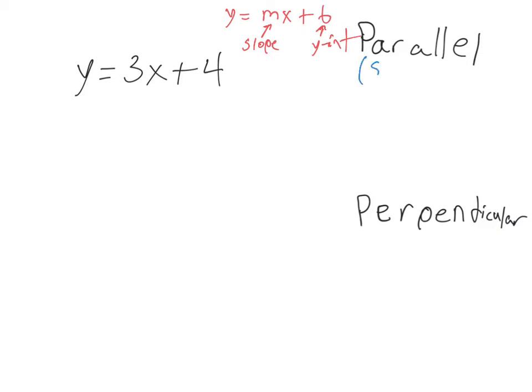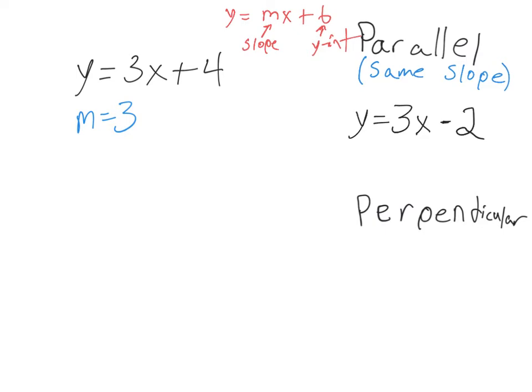So remember, parallel means the same slope. Now, remember, if I go to y equals mx plus b form, my m is my slope. So if I look here, my m is 3. So I have y equals 3, because that's my slope, x. Now, what I have to change is my y-intercept. So I'm going to say minus 2.